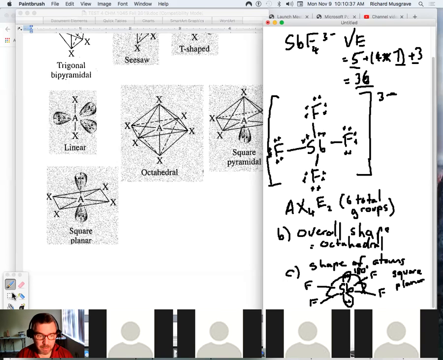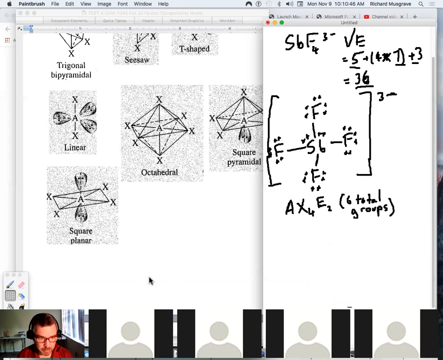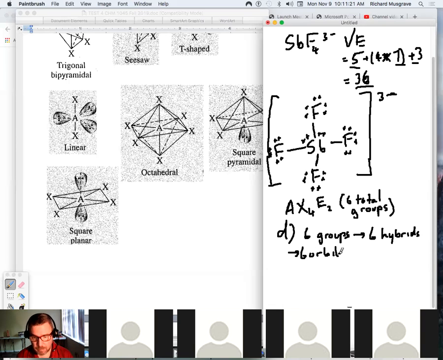Okay, let's look at the hybridization here. Now, we already agreed that the overall shape was octahedral, six total groups. So the hybridization here, since we got six groups total, means we need six hybrids. And those six hybrids will be made from six orbitals. So we would need s, three ps, and two ds. So each of those would be sp3d2 would be the answer there. Does anybody have any questions?